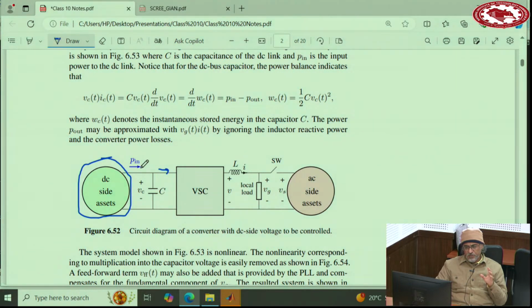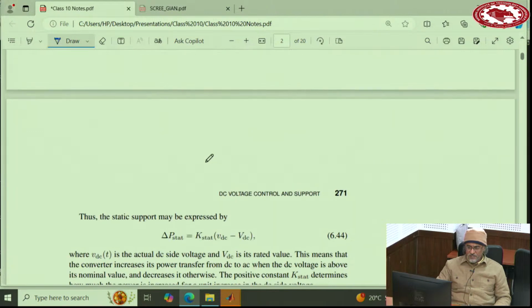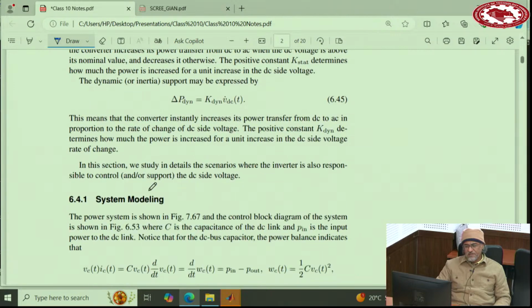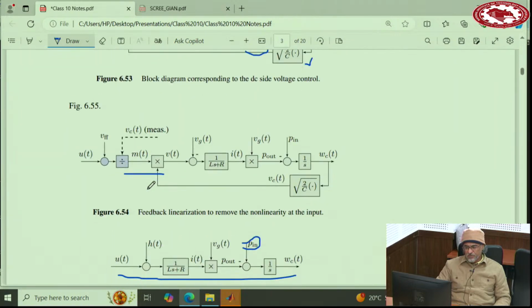Then the converter uses that as an index, as a measure, as a flag, to send more current to the output, as simple as that, in a linear manner. So when this voltage goes up, it sends more current. The more it goes up, the more current it sends. So this is really a static support, the same equation that we had here. It says the voltage goes up, send more power, right? So it implements basically the same static support that we just said.